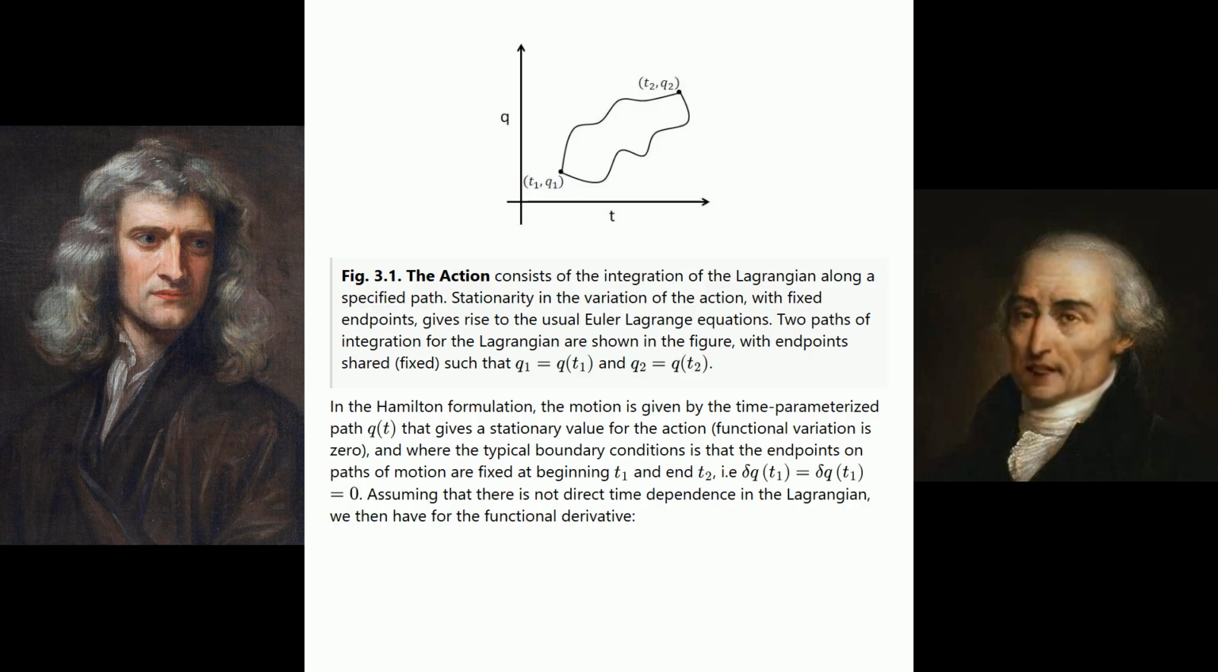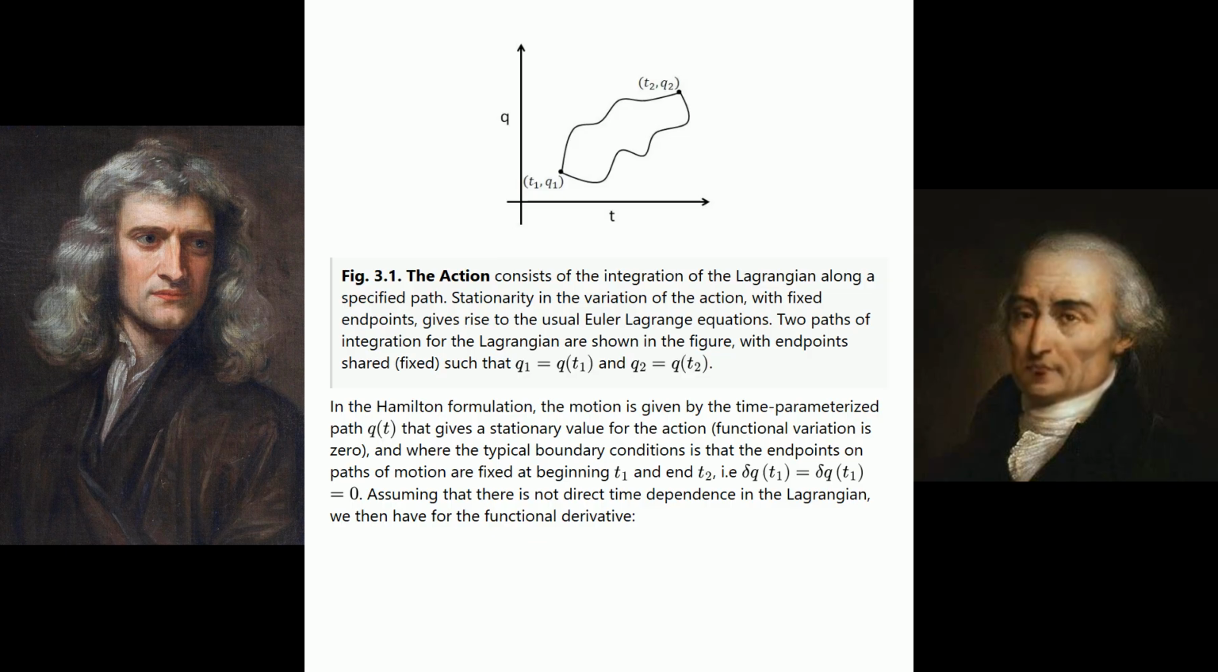Two paths of integration for the Lagrangian are shown in the figure, with endpoints shared, fixed, such that q sub 1 equals q of t sub 1, and q sub 2 equals q of t sub 2. In the Hamilton formulation, the motion is given by the time parameterized path q of t that gives a stationary value for the action. The functional variation is 0.